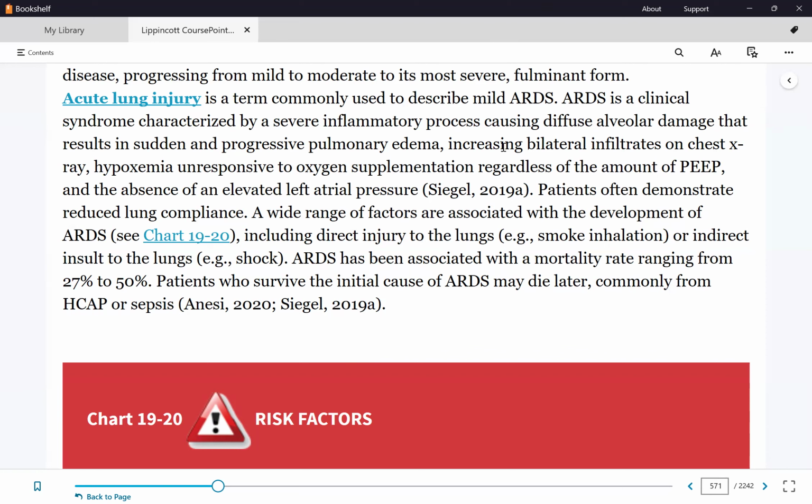What lab was elevated in a patient with heart failure? No, troponin was in an MI. BNP, remember? Okay, so what will be the BNP in the patient with heart failure? High. What would be the BNP in the patient with ARDS? Normal or low. Are we clear? So that's how you tell them apart.